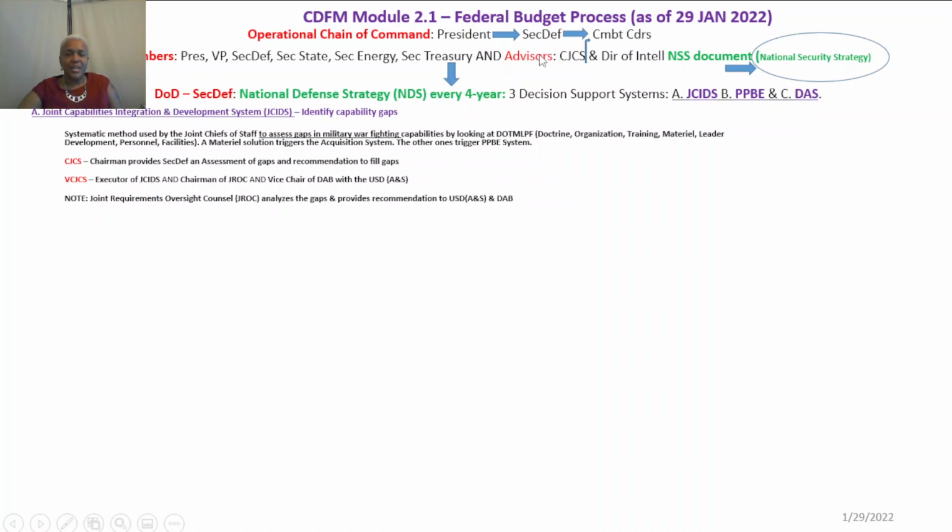So we talked about the advisor up here to the National Security Council. The chairman of the Joint Chief of Staff provides the SecDef. So remember, let's go back up here. Your president is a civilian, your SecDef is a civilian, and combatant commanders are in uniform. Well, there's no in-between in the operational chain of command.